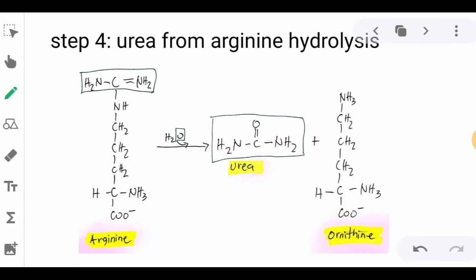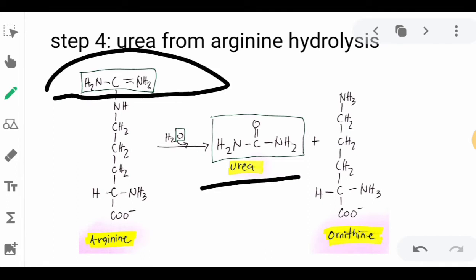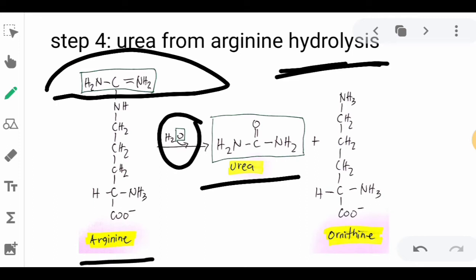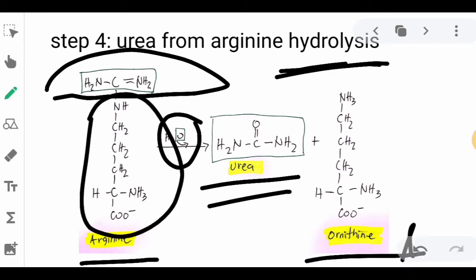Then, step 4 is the urea formation from arginine hydrolysis, meaning to say the arginine will be broken with the use of water. So, this part here will be hydrolyzed and you will now have the urea. We consume water here for the hydrolysis, breakage using water. And the arginine will now have the product of urea, and then the part here, the ornithine, meaning to say we have regenerated ornithine plus produced the waste product, which is the urea.